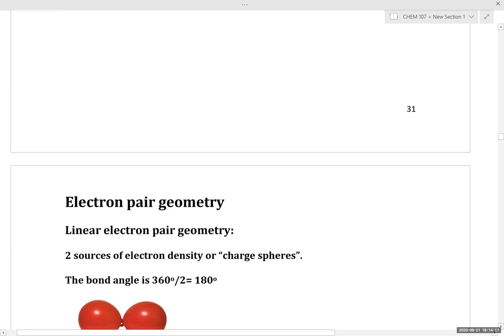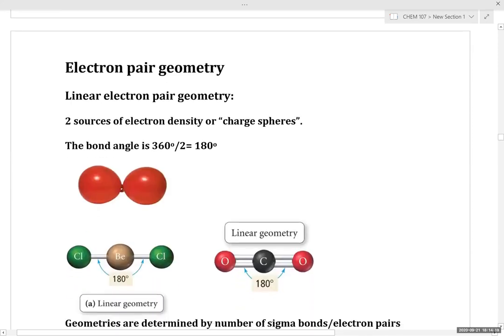So, let's talk a little bit about different electron pair geometries. These are rough shapes of our molecule. So there are three that you need to know in this class. The first is the linear electron pair geometry. This occurs when we have two charged spheres. The bond angle, which is the angle separating our two bonds to our central atom, is 180 degrees.